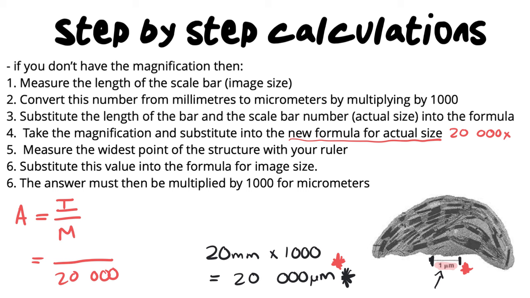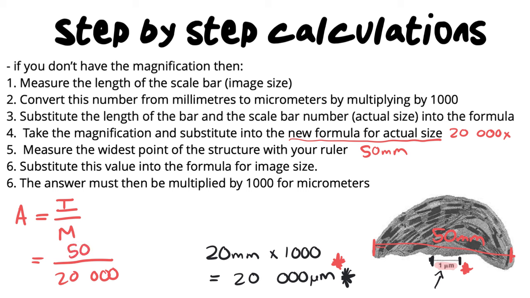But we now need the image size. So we measure the widest point of the structure. So we're going to measure from here to here. Remember, it's the widest point with our ruler. We're going to find out what that is. And let's say the widest point, as we've done before, is 50 millimeters. And that is our widest point. Substitute this value into the formula for your image size. So we put the 50 in there.